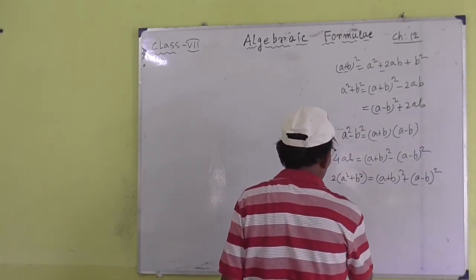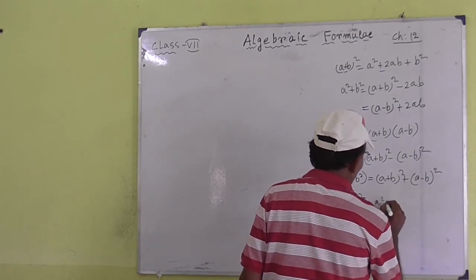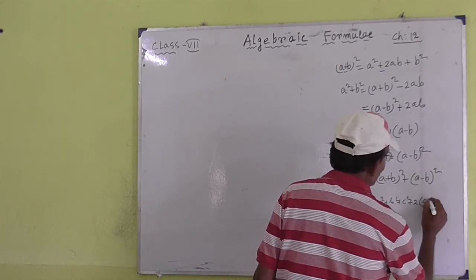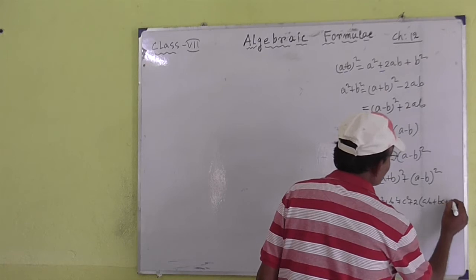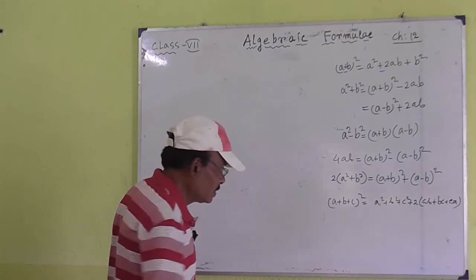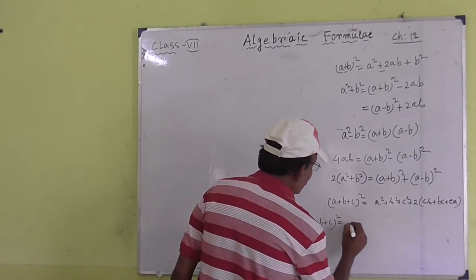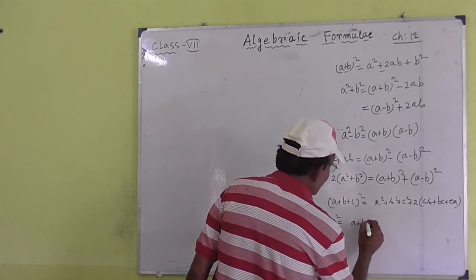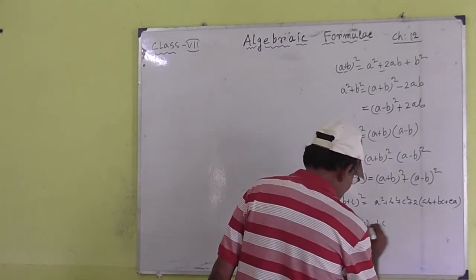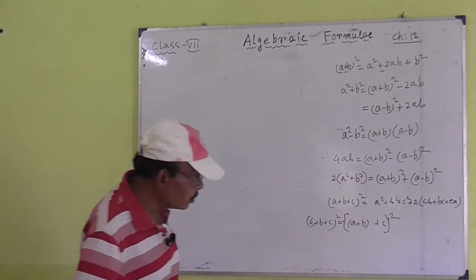Now, the other formula: a plus b plus c whole square equal to a square plus b square plus c square plus 2 into ab plus bc plus ca. How will it form? A plus b plus c whole square equal to a plus b, let us take one part, and another part c. So this will form the a plus b whole square.